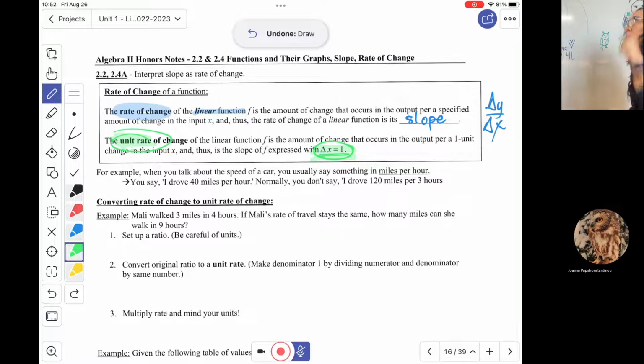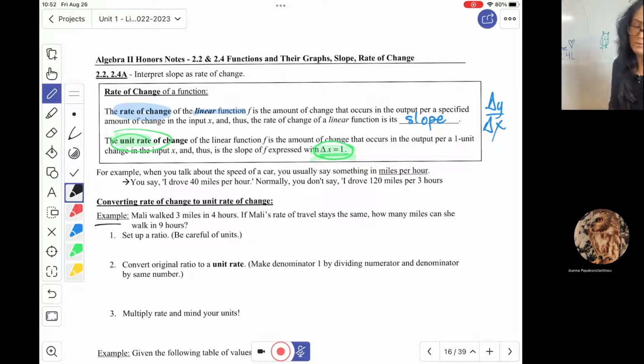So for example, why would we need unit rate of change? Well, when you're driving and you're looking at the speed limit, it says 40 miles per hour, right? It doesn't say 80 miles for every 2 hours. No, they're not making you drive and figure out the speed limit like that. We like our units of measure. So we want to be able to take any information and convert it to a unit rate of measure. So for example, let's look at this first example.